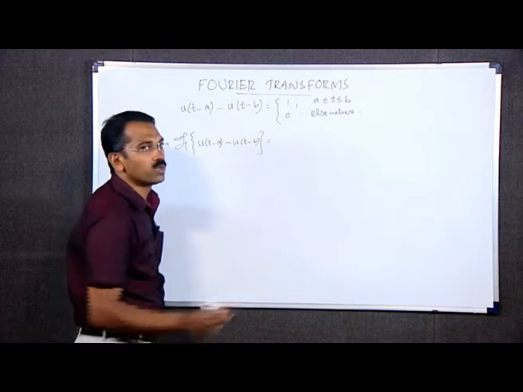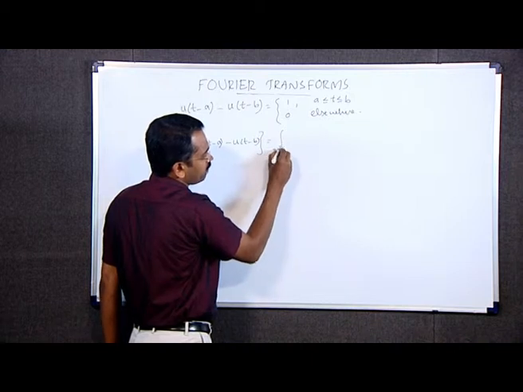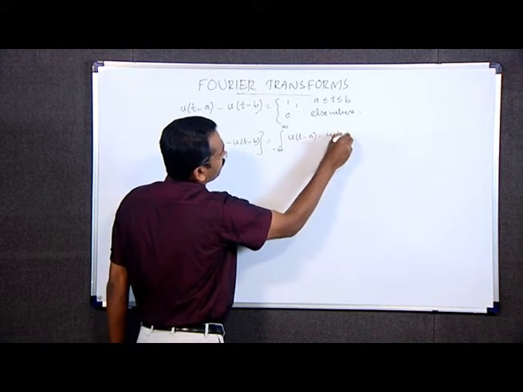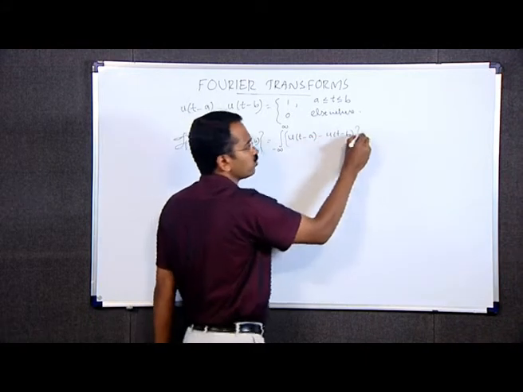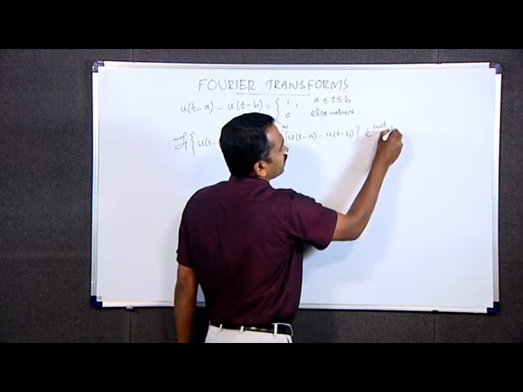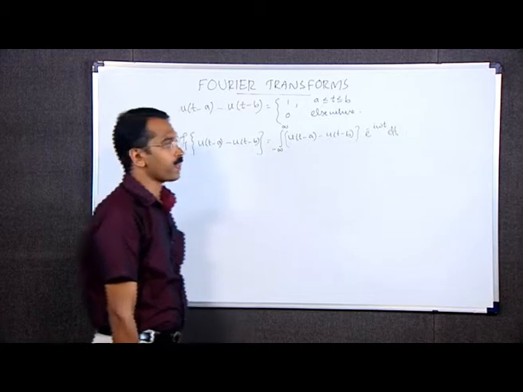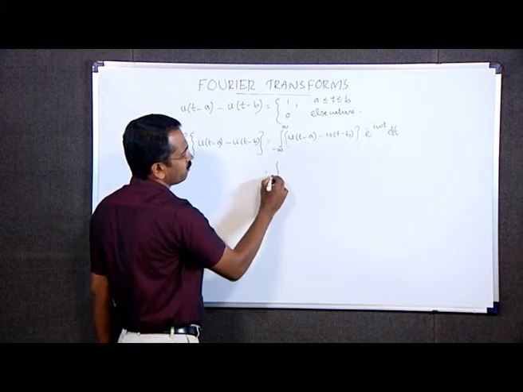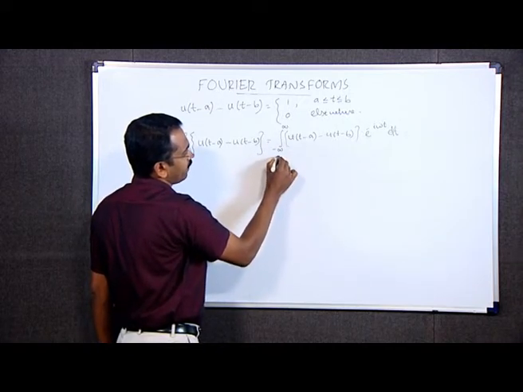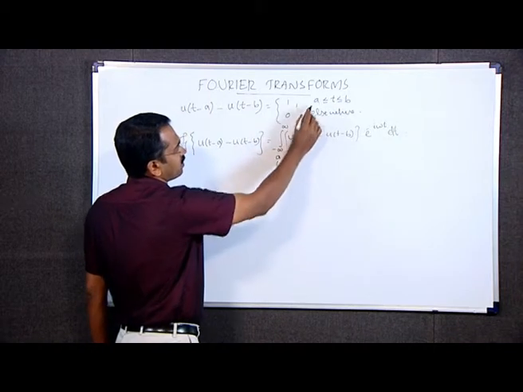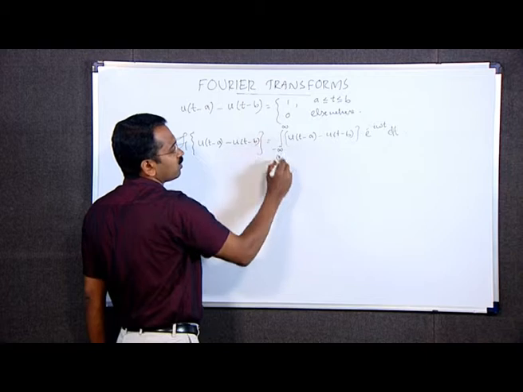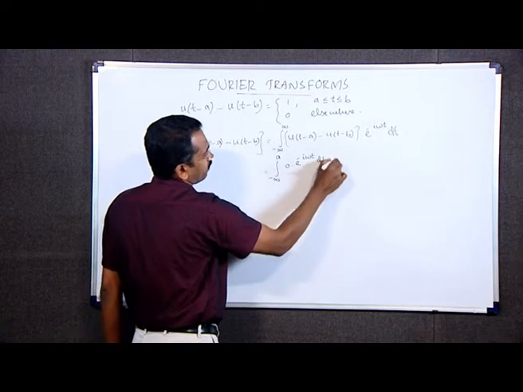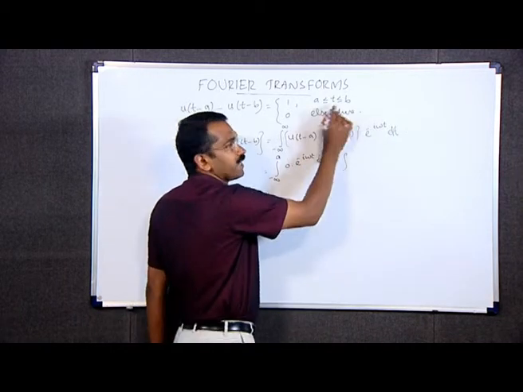is equal to the integral from minus infinity to infinity of [u(t−a) − u(t−b)] times e^(−iωt) dt, which is equal to, we have to split this integral as the integral from minus infinity to a. In this case, the function is defined as 0, therefore 0 times e^(−iωt) dt, plus the integral from a to b.